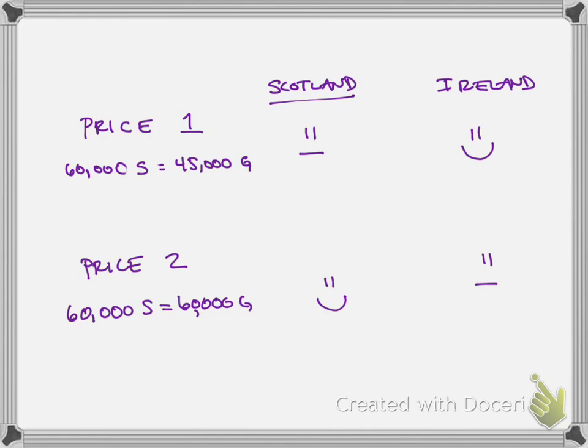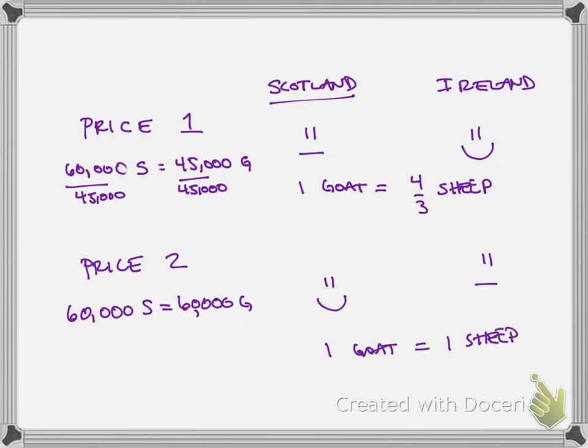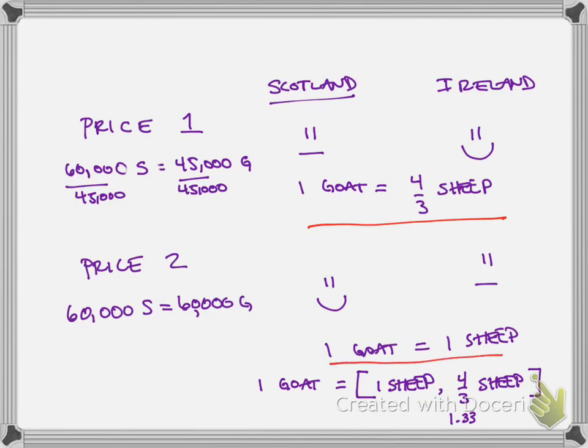Now, if I put this in terms of goats, so I rewrite this, dividing each side by 45,000, 1 goat equals 4/3 sheep. And here, 1 goat equals 1 sheep. So the trade is 1 goat would have to be between 1 sheep and 4/3 sheep, or 1.33. And what's interesting about these numbers is this is the same as the opportunity cost of Scotland, and this is the same as the opportunity cost of Ireland. And so the trade prices are going to fall in between the two opportunity costs of the two countries. This range gives us room for negotiation of what we want to trade.